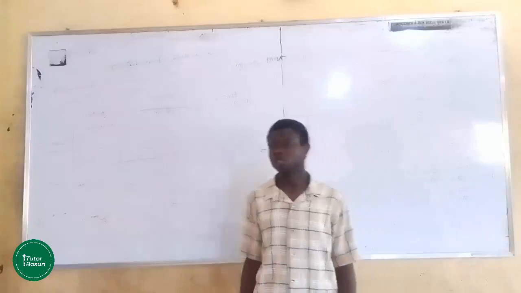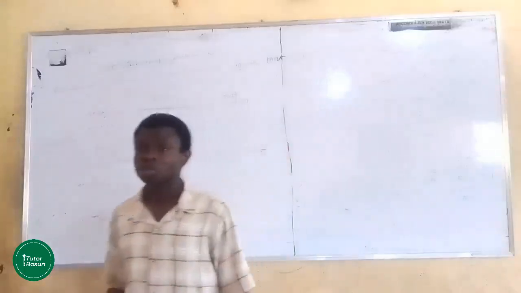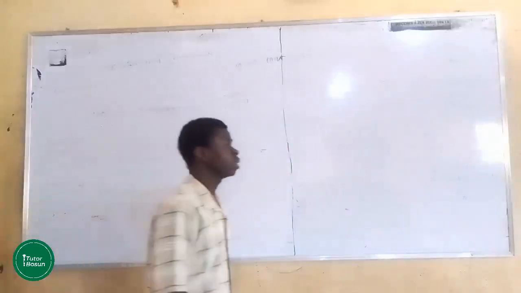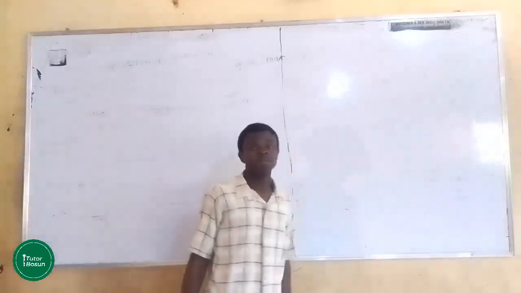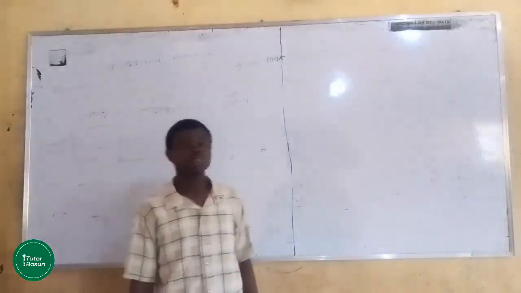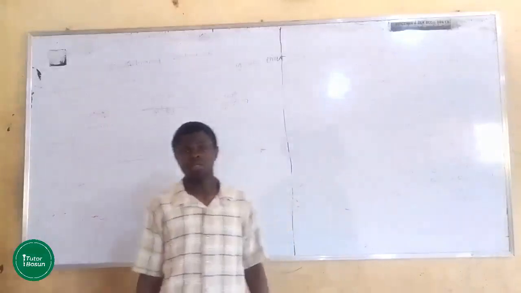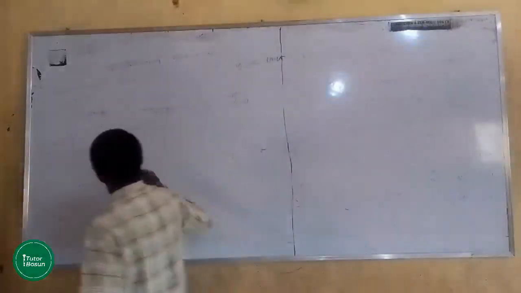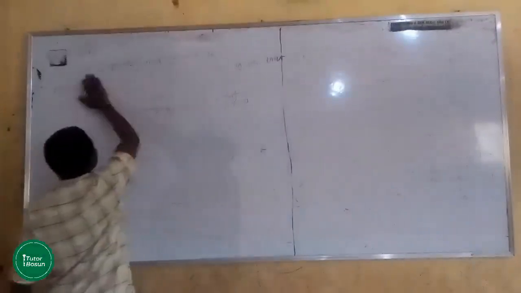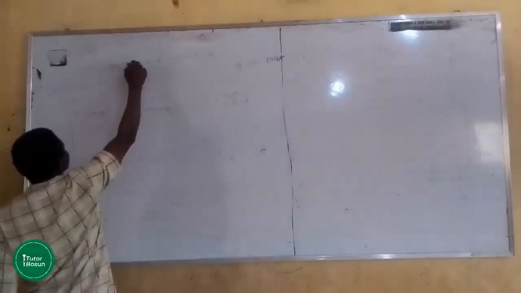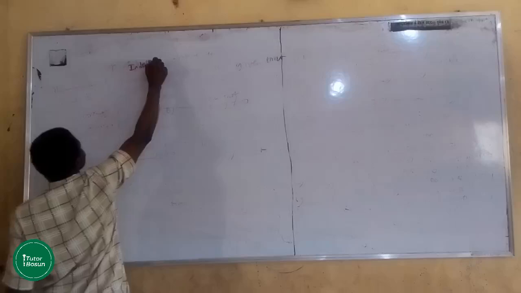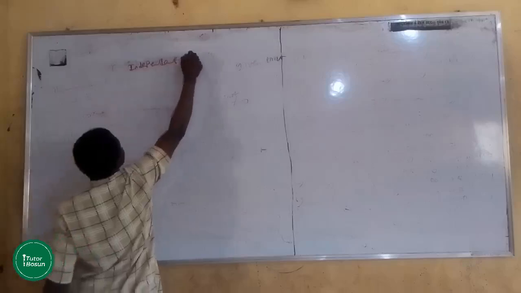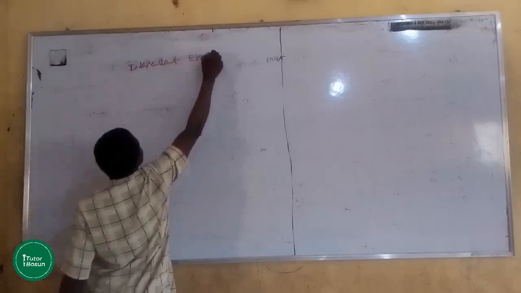In today's lesson, we will be discussing independent events and the theorem of total probability, that is, the total probability theorem. So first we will discuss independent events.